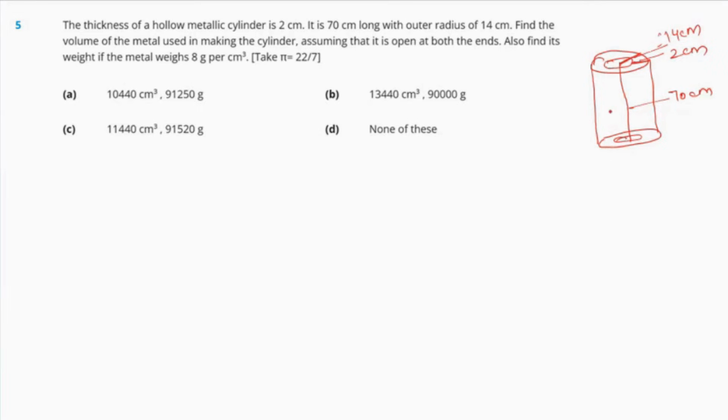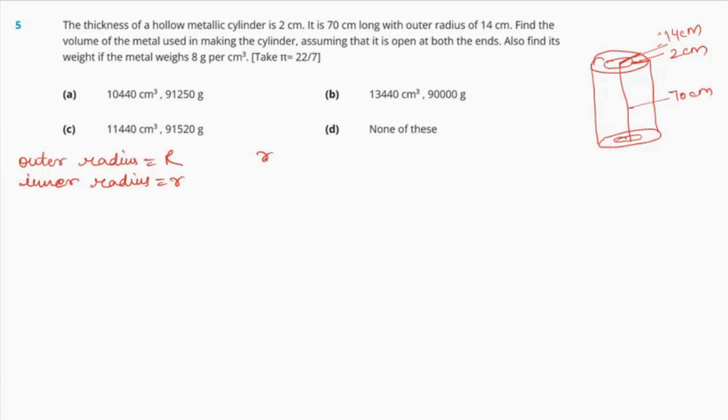Find the volume of the metal used in making the cylinder. We are supposed to figure out the volume of the metal we are using for making this cylinder. So now we know the outer radius. Let's take the outer radius as capital R, and let's take the inner radius as small r. We know the outer radius is 14 centimeters.